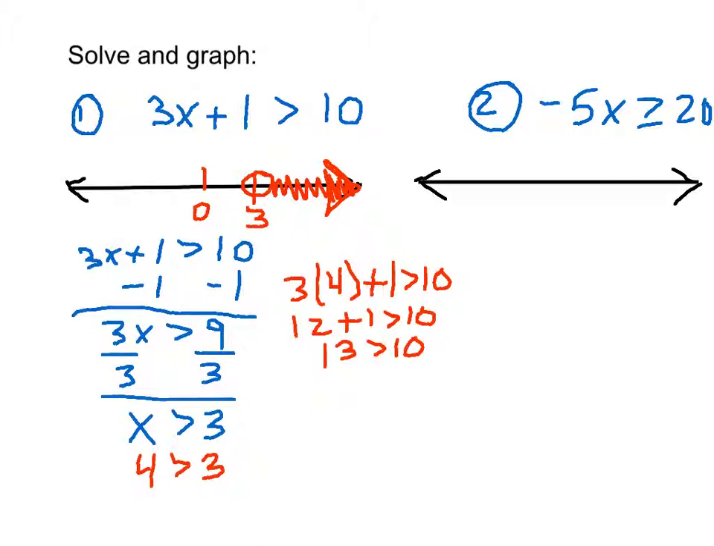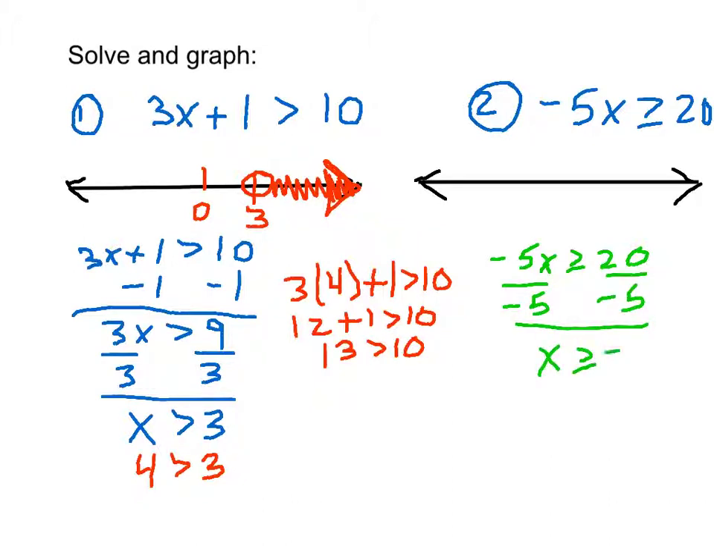So if you bear with me here, I'm going to now come over to this side, and I'm going to solve negative 5x greater than or equal to 20. So let's just see what happens when you divide both sides by negative 5. We get x greater than or equal to negative 4. So that says if I choose a number that's greater than or equal to negative 4, it should work when I plug it back into my inequality. So let's choose 0. 0 is greater than or equal to negative 4. So if I plug in a 0, this should make this inequality true. So I get negative 5 times 0 greater than or equal to 20. I get 0 is greater than or equal to 20.